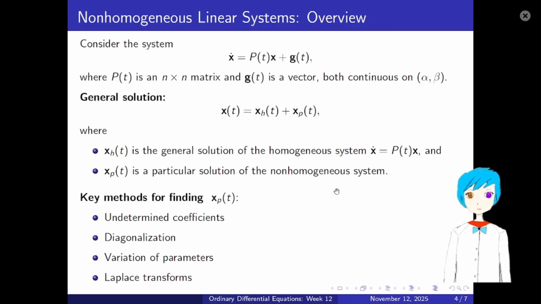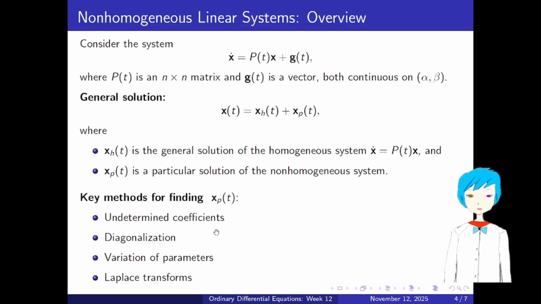So finally, we talked about how to solve the non-homogeneous linear system. Suppose we have x dot equals Px plus the non-homogeneous source term g. The general solution to this first-order linear ODE is x equals the homogeneous solution plus a particular solution to the non-homogeneous equation. So how can we get the particular solution?